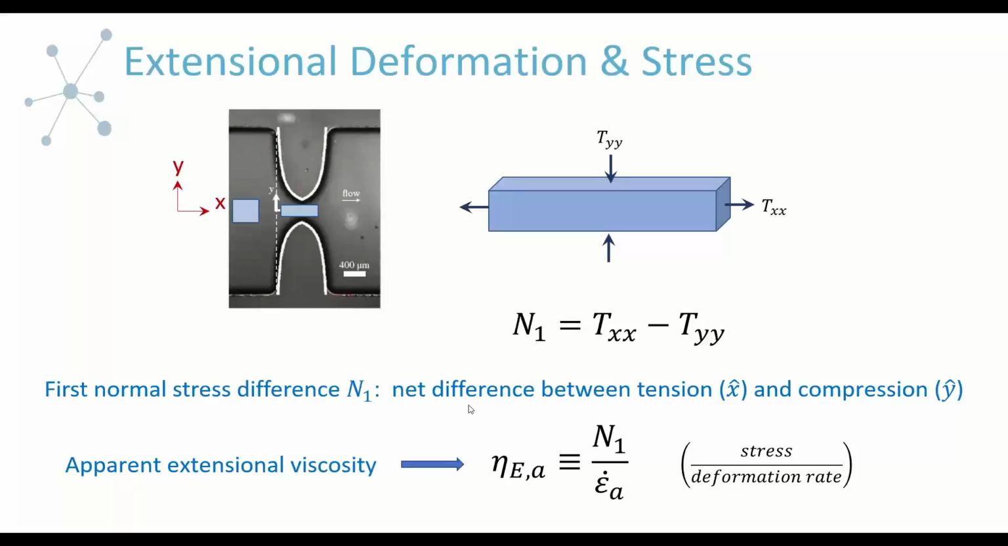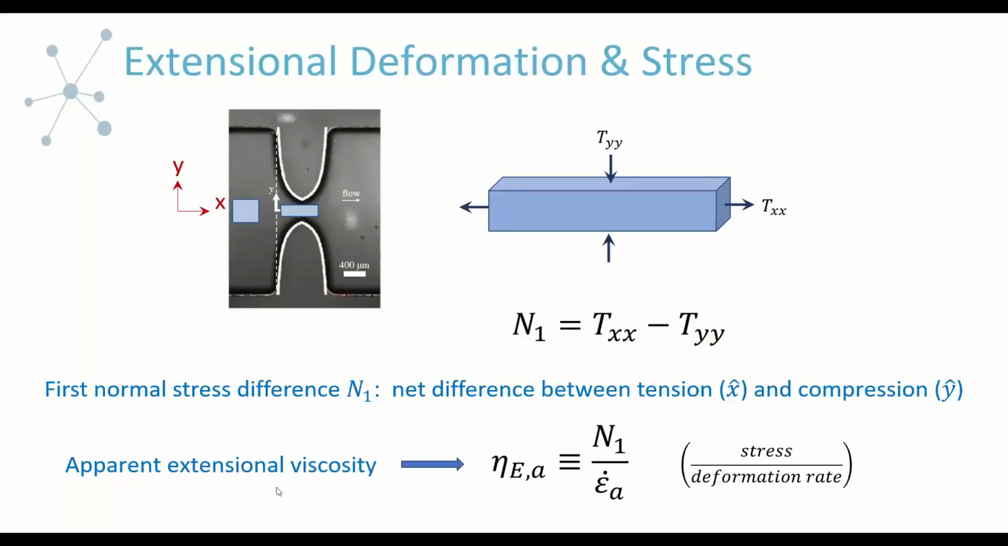And this net difference between the tension that is occurring as it's elongated in the x direction and the compression that is occurring in the y direction, you can think of in two ways. It's either the driving force for the extensional deformation, or it's the consequence of the extensional deformation. In the case of our experiment, where we're controlling the flow rate and the deformation, it's the consequence of our deformation. So as we elongate, we're also compressing in the perpendicular axis. And so this gives us the normal stress difference driving this extension.